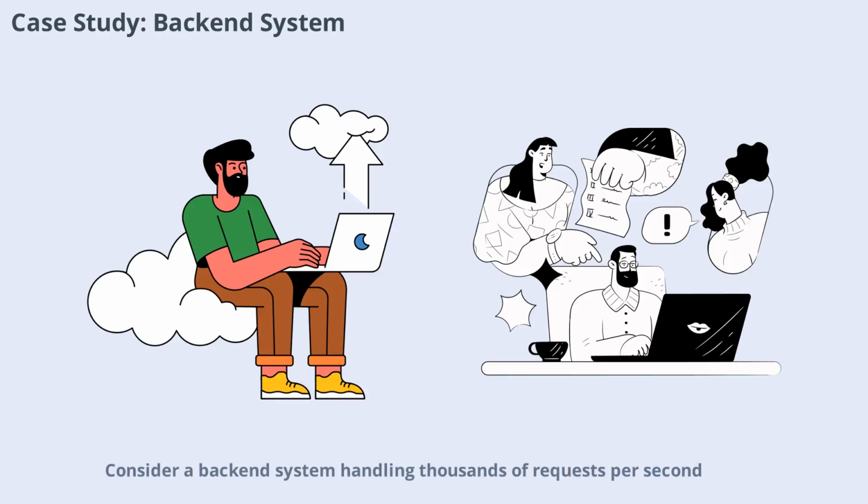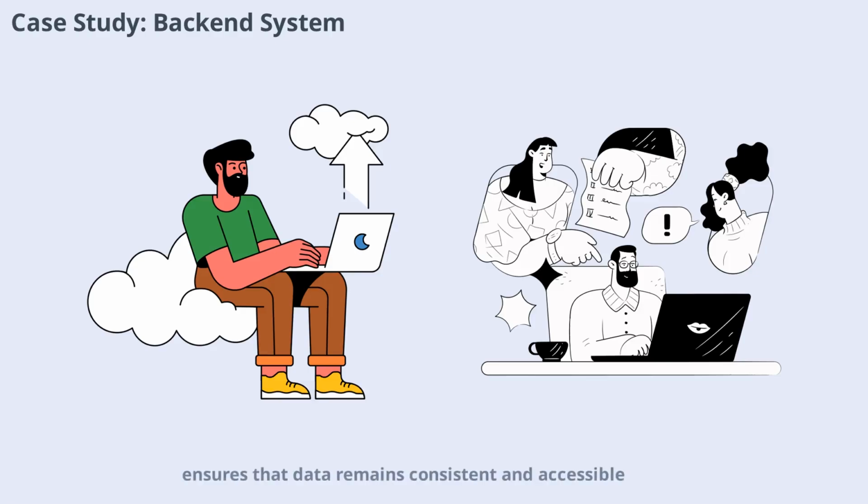Consider a backend system handling thousands of requests per second. Using ConcurrentHashMap for session management or caching ensures that data remains consistent and accessible, even as multiple threads process requests in parallel. This real-world example highlights the practical benefits of choosing the right data structure.